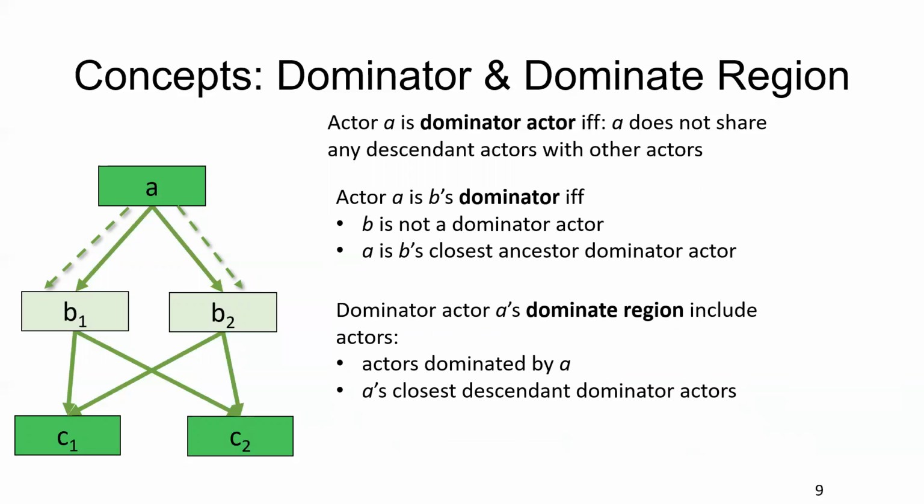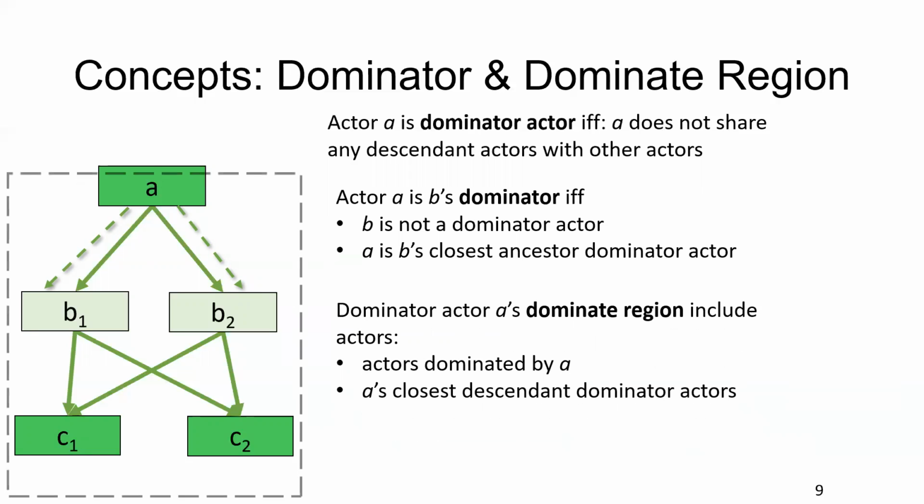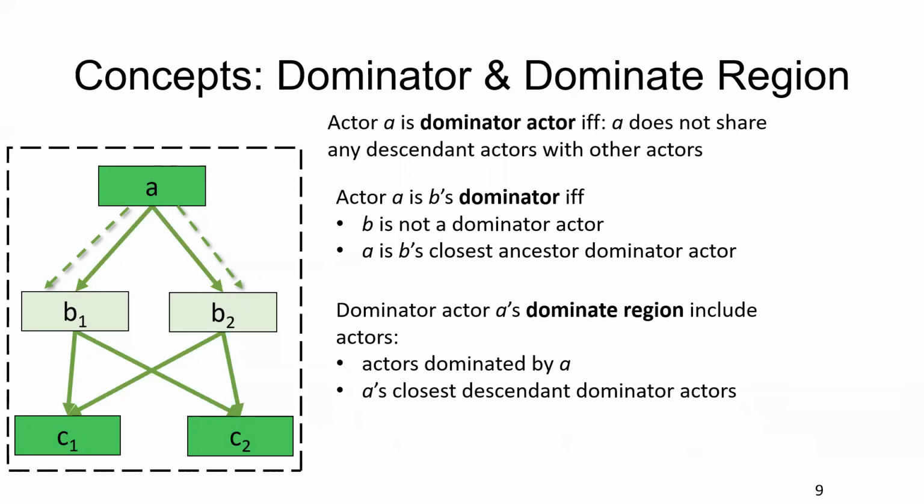So each dominator actor has a dominator region, which is a set of actors. It includes two types of actors: actors dominated by A, and A's closest descendant dominator actors. In the example, A's dominator region includes all 5 actors. A, B1, B2 are dominated by A, and C1 and C2 are descendant dominator actors of A.